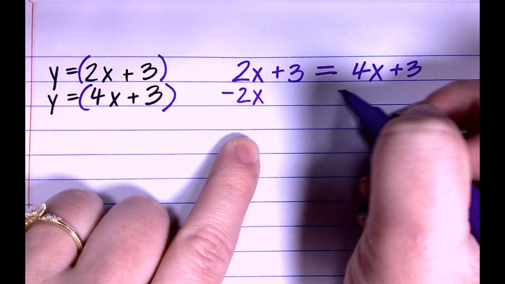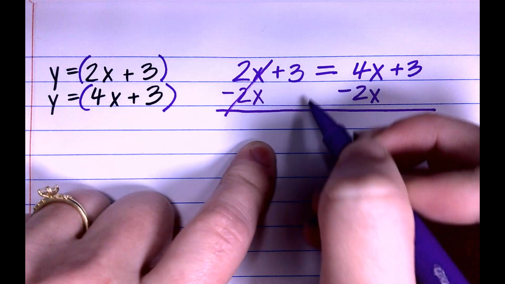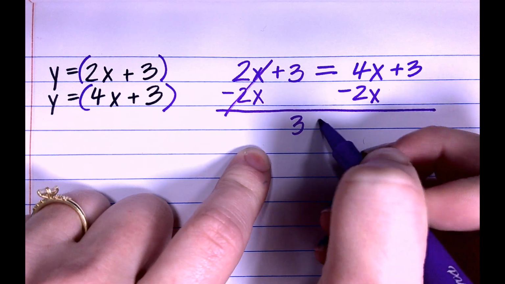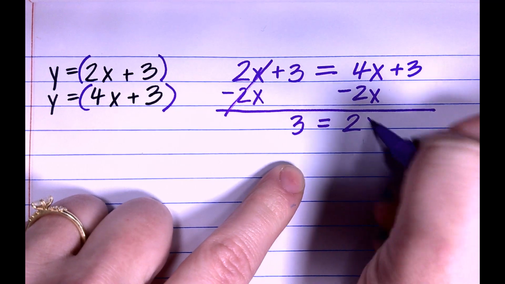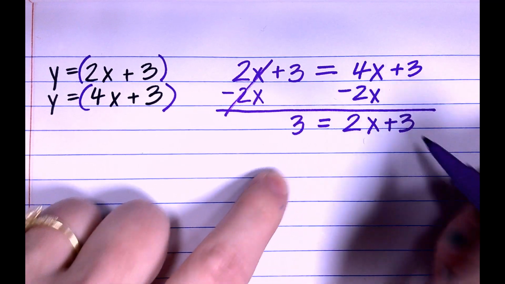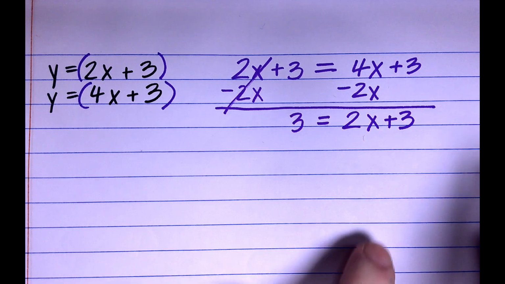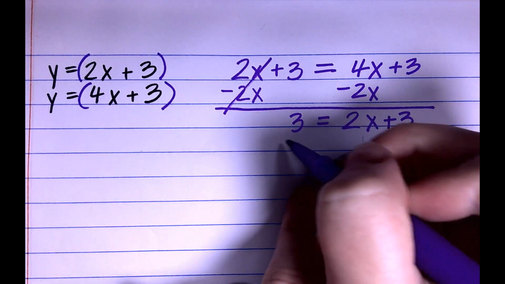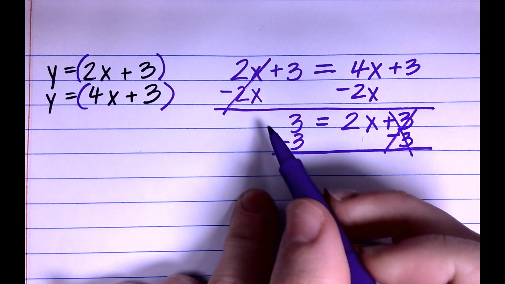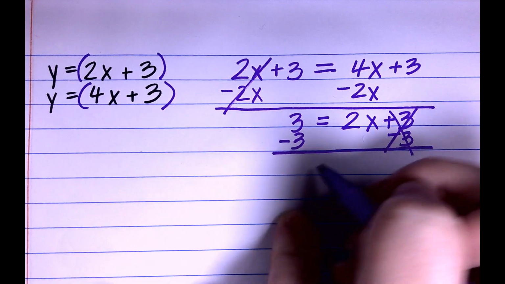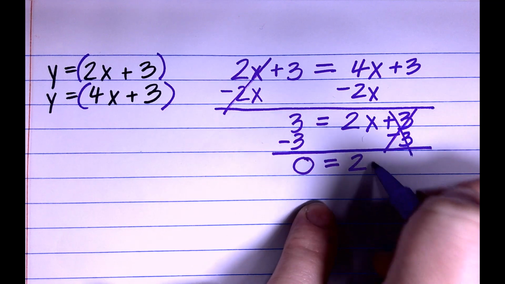Okay, so minus 2x on both sides. And those will cancel. So we'll bring down 3 equals 4x minus 2x. What is that? 2x. Bring down my plus 3. Okay, what do we do next? Perfect. We subtracted 3 on each side. Those will cancel. 3 minus 3 is 0 equals, bring down my 2x.